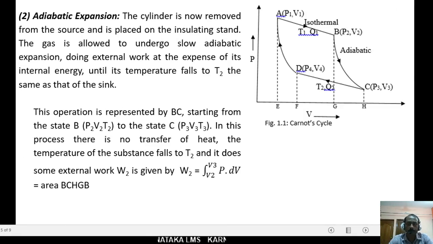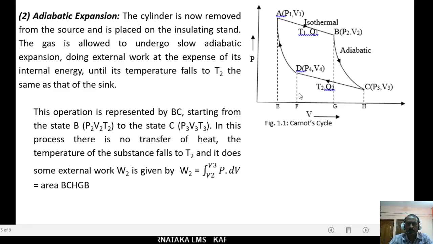Let us see the second one, adiabatic expansion. Now the cylinder is removed from the source and is placed on the insulating stand. Just refer to the first diagram of the first slide. Now the gas is allowed to undergo slow adiabatic expansion, doing external work at the expense of its internal energy until its temperature falls to T2 Kelvin, the same as that of the sink. The sink is also at a temperature T2.